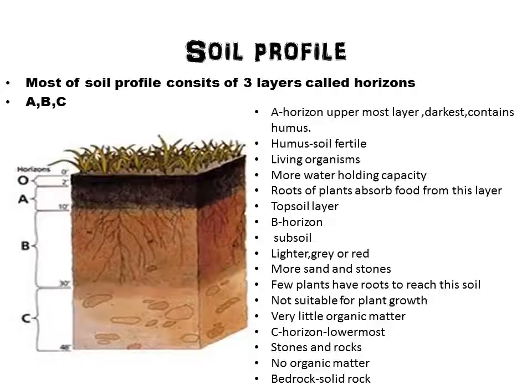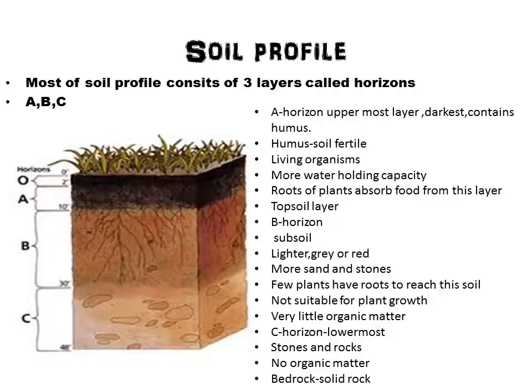This is about the A horizon. You can remember it much more quickly by looking at the diagram: it is darkest in color. It is the uppermost layer, so it is called topsoil. Some plants absorb food from this layer. It helps in water holding capacity, some living organisms are present, and it contains humus, which makes the soil fertile.